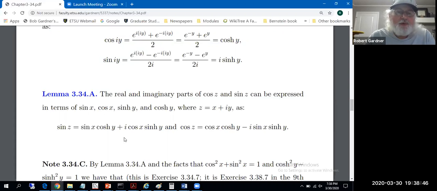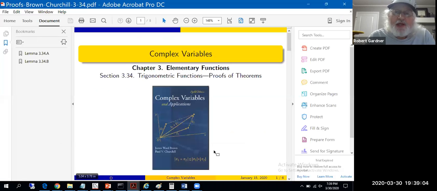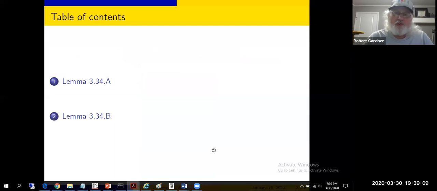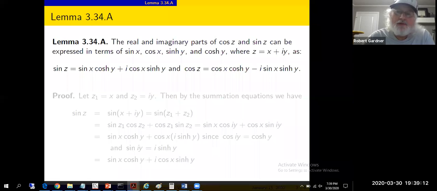But this does allow us to write the real part of sine z in terms of sine x and cosh y, and the imaginary part of sine z in terms of cosine x and sinh y, with similar relationships for cosine of z. Let's take a look at the computations for that. It's just straightforward computations, so as a consequence, not terribly enlightening. I mean, the result's cute because I get to explicitly grab hold of the real and imaginary parts of these functions.